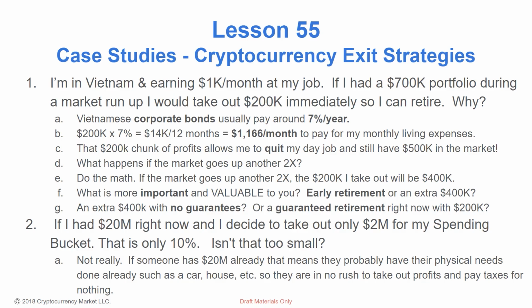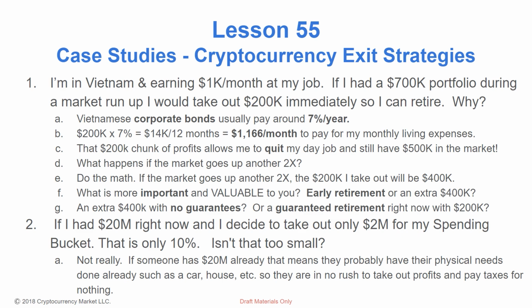It's okay. Do the math. If the market goes up another 2x, the $200K that I take out will be $400K. What is more important and valuable to you? Early retirement or an extra $400K? An extra $400K with no guarantees of retirement, or a guaranteed retirement right now with $200K. I want you guys to consider that.